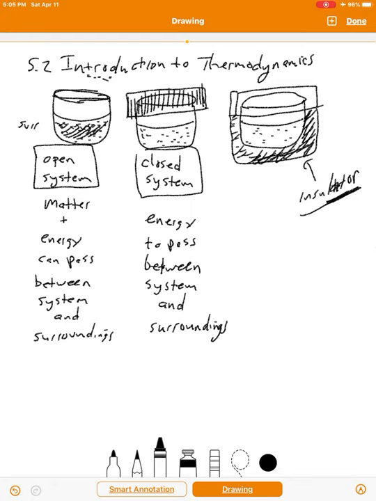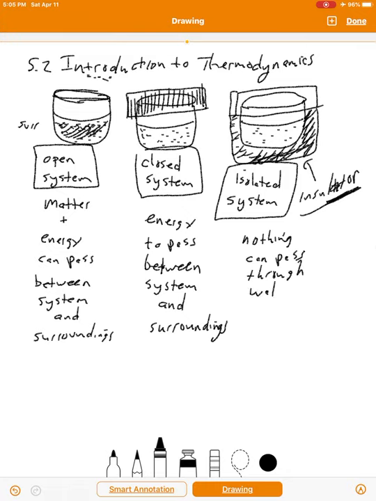We have a lid on top. We've sealed it off at the top, so it's closed as well. But now we would claim that not only can matter not pass, but energy can't pass through the walls, or at least it passes at such a slow rate we don't have to worry about it. We call this an isolated system. An isolated system is one in which neither heat nor matter can pass. Okay, neither one. That's called an isolated system. So there's three types: open, closed, and isolated.